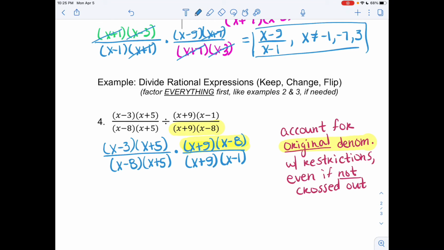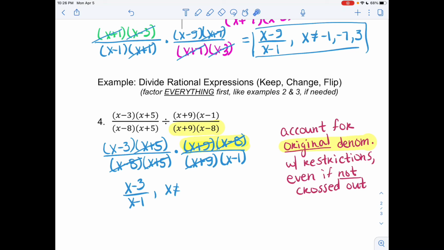All right, now let's take a look at what we have in common. I see an x plus 5, top and bottom, x plus 9s, and x minus 8s. So I'm going to have x minus 3 over x minus 1 left, and now let's talk about restrictions. Based on my original denominator, x cannot be negative 9 and x cannot be a positive 8. Those also happen to be two things that I crossed out, but again, it may not always happen that way.